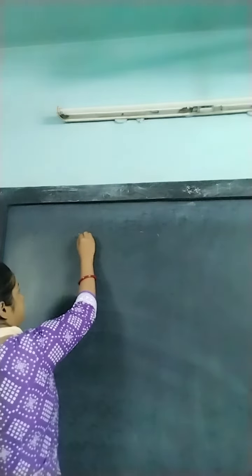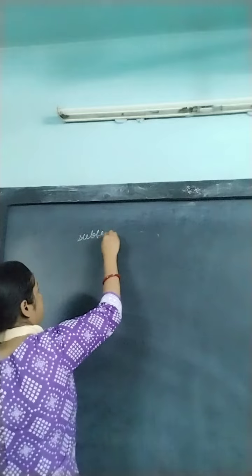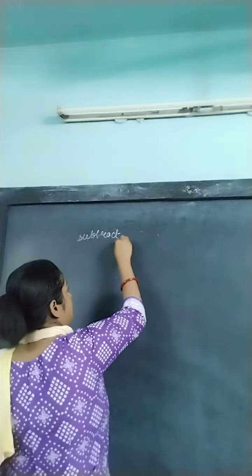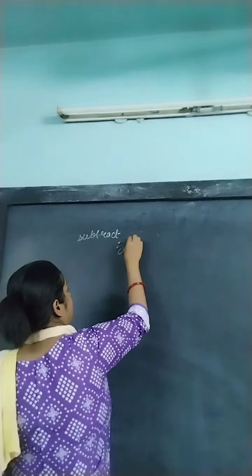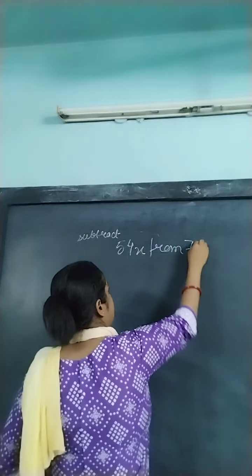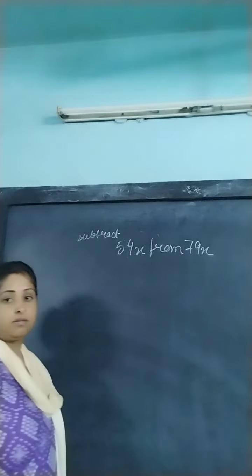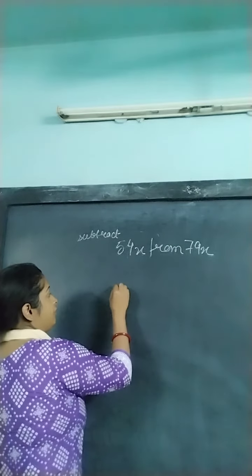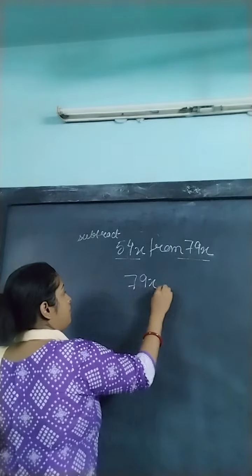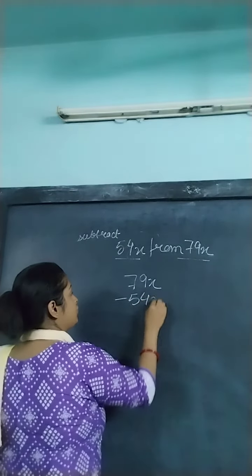Suppose it is given to you that subtract 54x from 79x. This way sums will be given to you. What you have to do is, you have to subtract 54x from 79x. So 79x minus 54x you have to do.